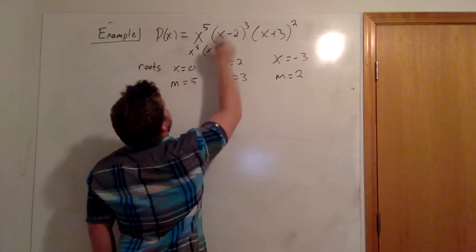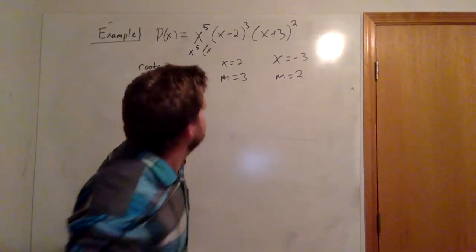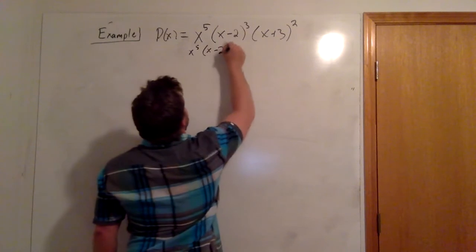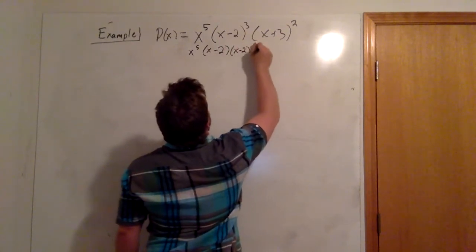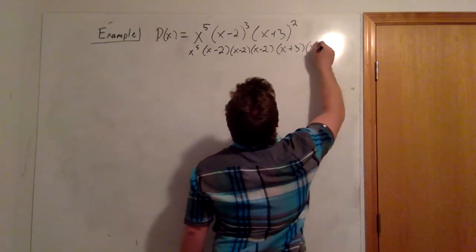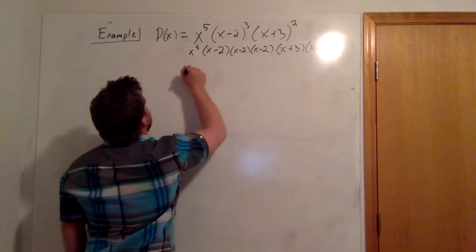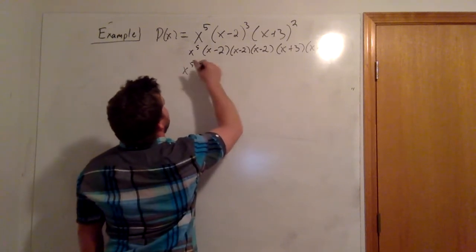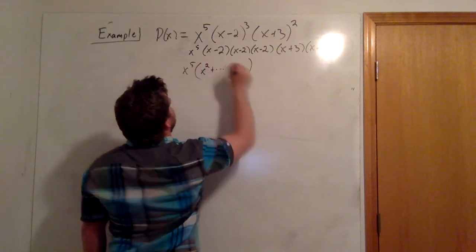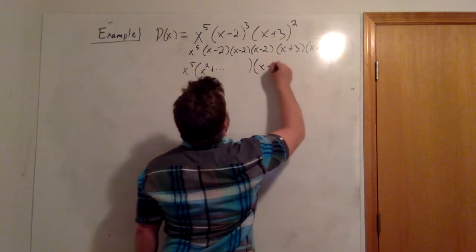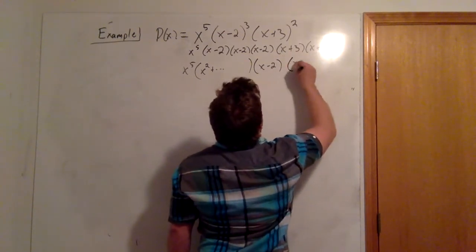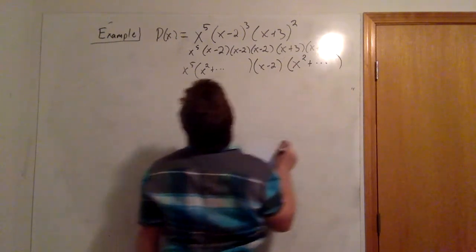Let me erase this real quick. Let me just show you. So this is like an x minus 2 times an x minus 2 times an x minus 2. Here we have an x plus 3 times an x plus 3. So here I have an x to the 5th. If I were to expand this piece here, I would get some sort of x cubed plus a bunch of stuff times another x minus 2. Here I'd have an x plus 3 times an x plus 3. I would have an x squared plus a bunch of stuff.